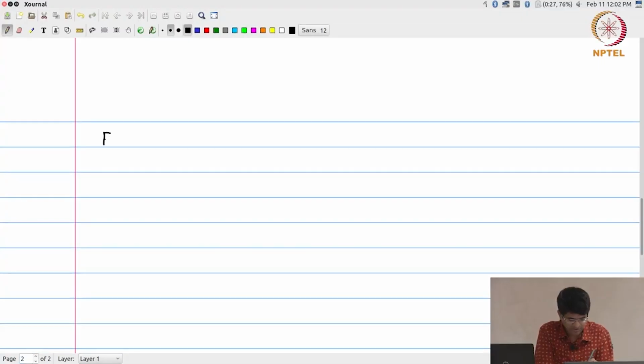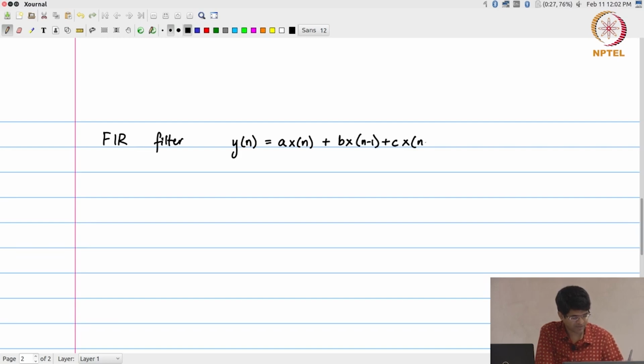So in the FIR filter, the equation that we are implementing is y of n equals a x of n plus b x of n minus 1 plus c x of n minus 2, okay, and the data flow graph corresponding to this is assumed to look like this.